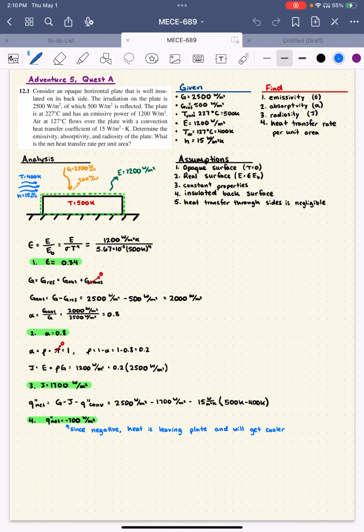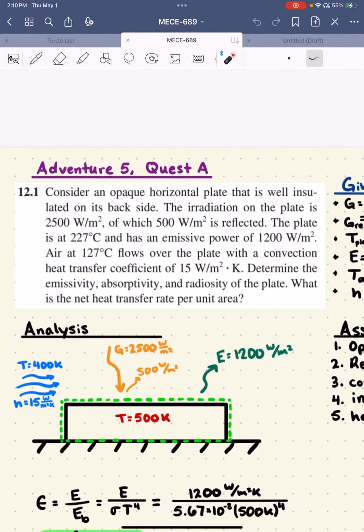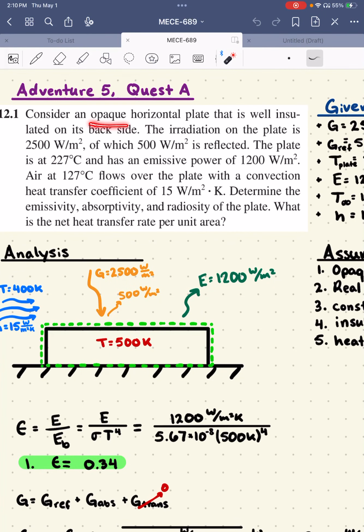Hey guys, so for Adventure 5 Quest A, I'm going to be going over question 12.1. In this question, we're going to consider an opaque horizontal plate that is well insulated on its backside. The irradiation on the plate is 2500 watts per meter squared, of which 500 watts per meter squared is reflected. The plate is at 227 degrees Celsius and has an emissive power of 1200 watts per meter squared.